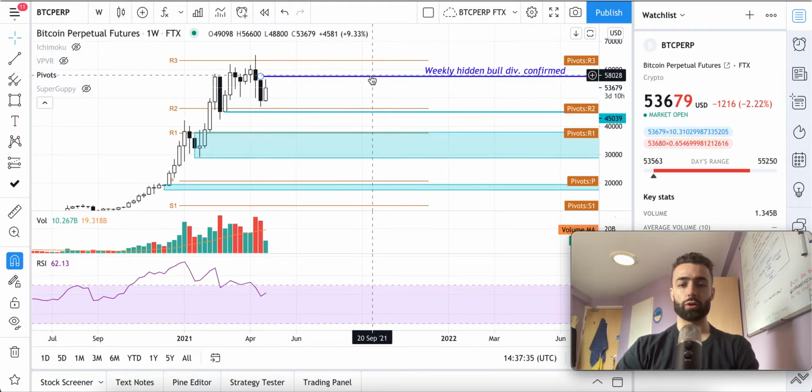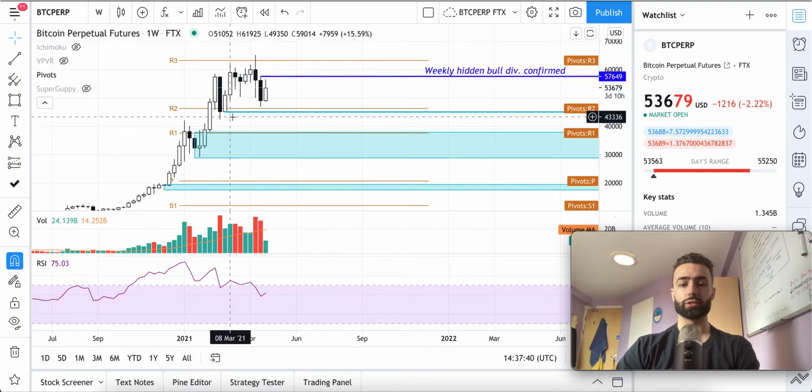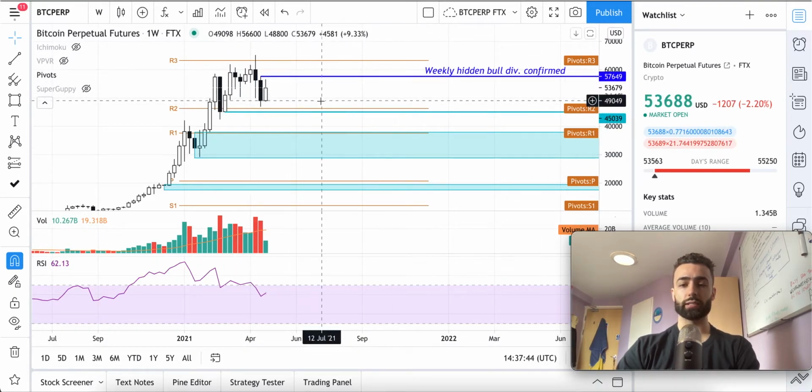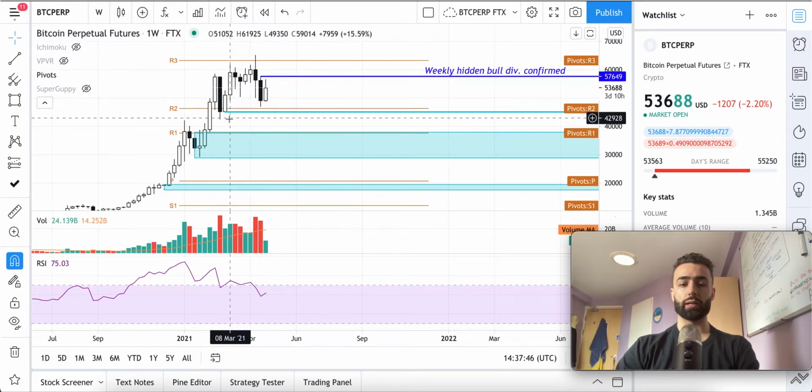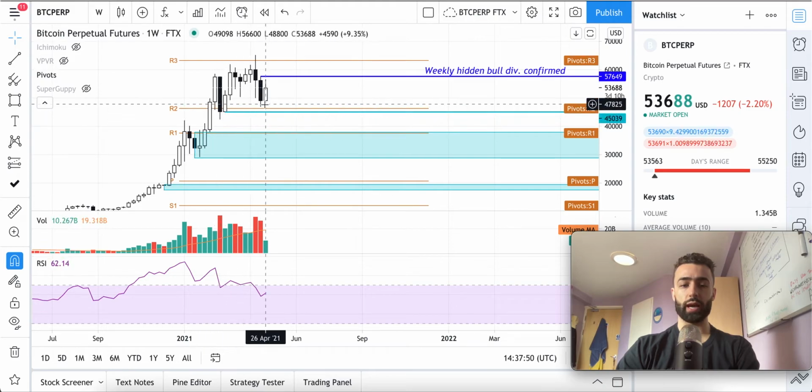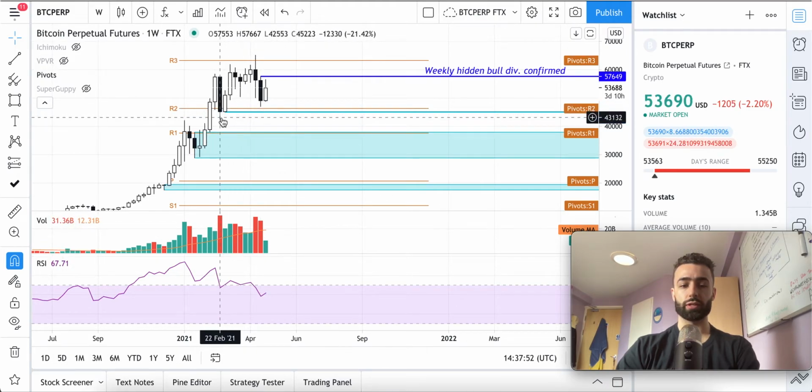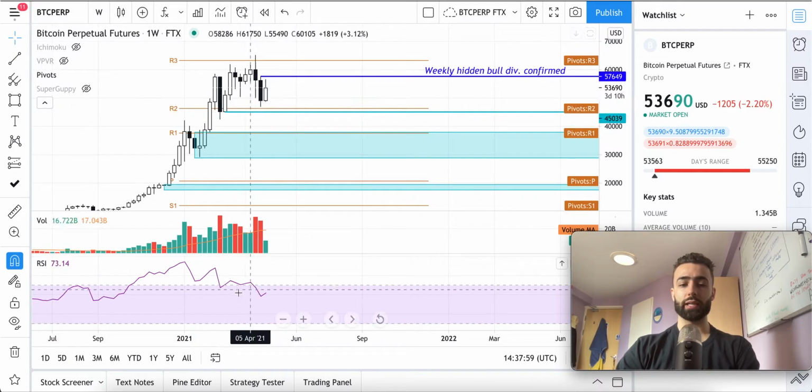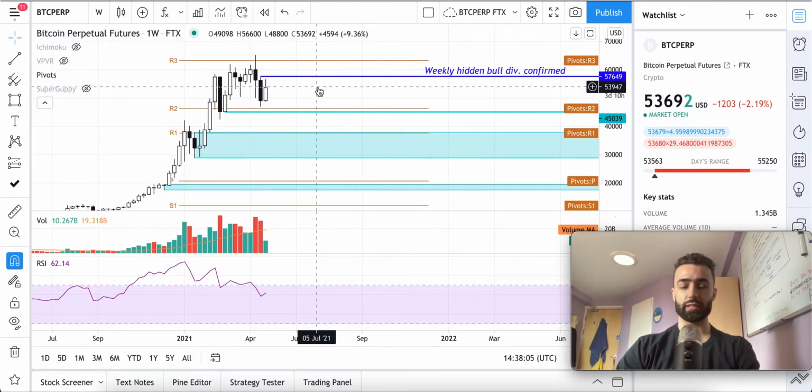You can see I have this dark blue line here drawn with our text saying weekly hidden bullish divergence confirmed. So if we go above this dark blue line over the next 3 days and 10 hours, this will end up giving us a weekly hidden bullish divergence, with the price making a higher low right here in comparison to this one, but the RSI making a clear lower low. And so the price is negating the RSI and saying we're still bullish here if we end up coming above this dark blue line over the next 3 days and 10 hours.